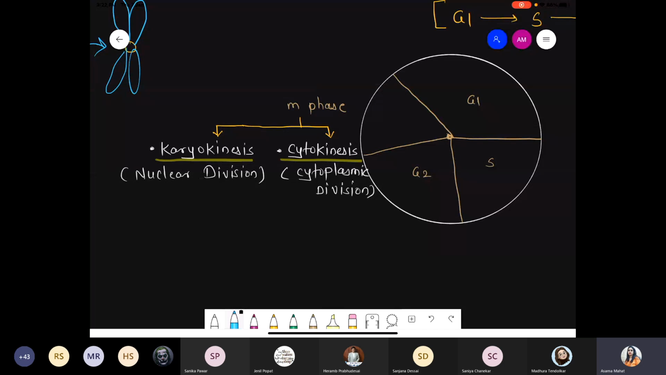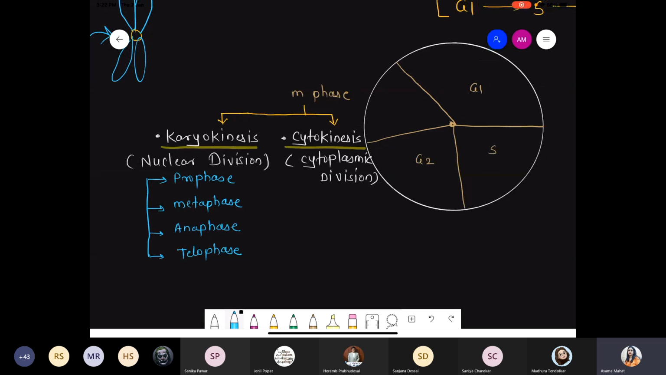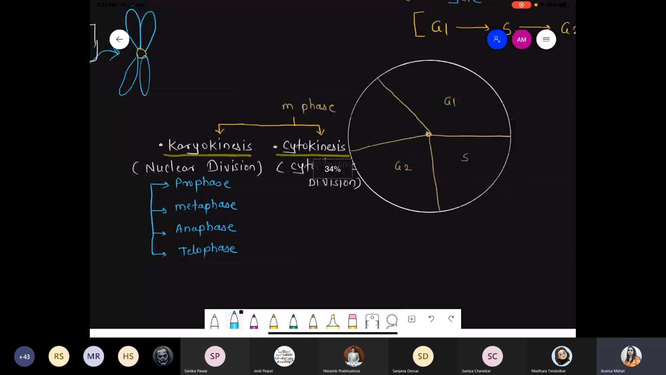Now, when you talk about karyokinesis, that is nuclear division, it again divides into subphases. Number one, prophase, followed by metaphase, then followed by anaphase, and finally telophase. So listen carefully. We are talking about the M phase. We just discussed the M phase.